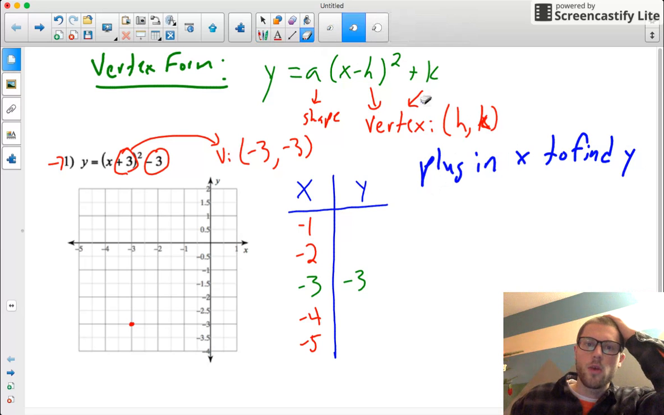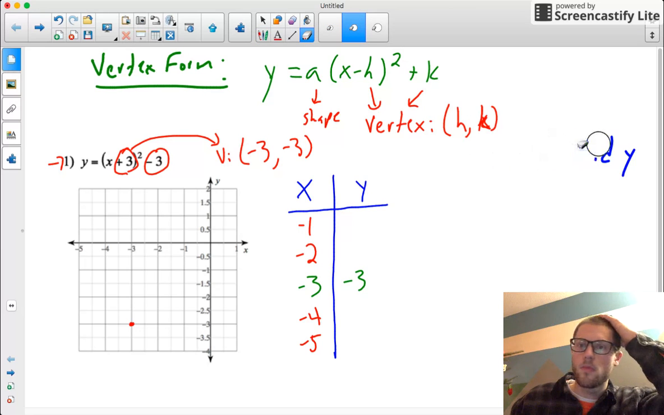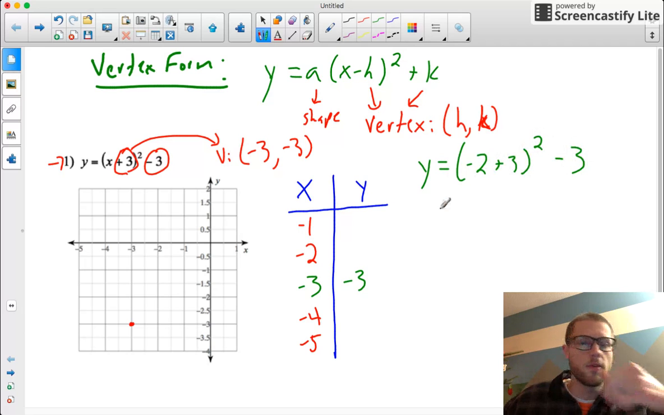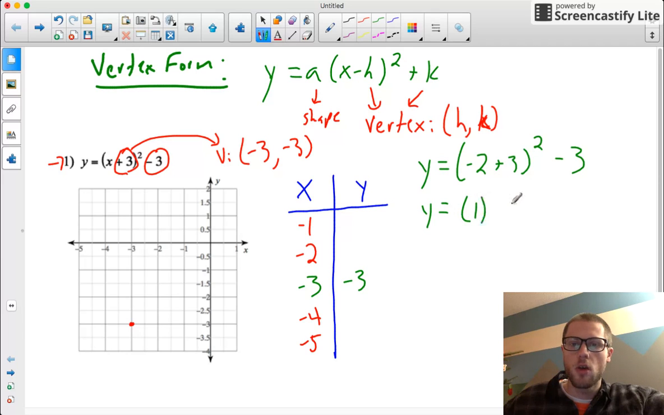So let's start with -2. And if I plug in -2, I'm going to have y equals -2 plus 3 squared minus 3. And I have to be careful to follow PEMDAS here. So before I square anything or anything like that, I want to add what's going on inside these parentheses. So -2 plus 3 will give me a 1 squared minus 3, or y equals 1 minus 3, and y is going to equal -2. So let's put that -2 in here.